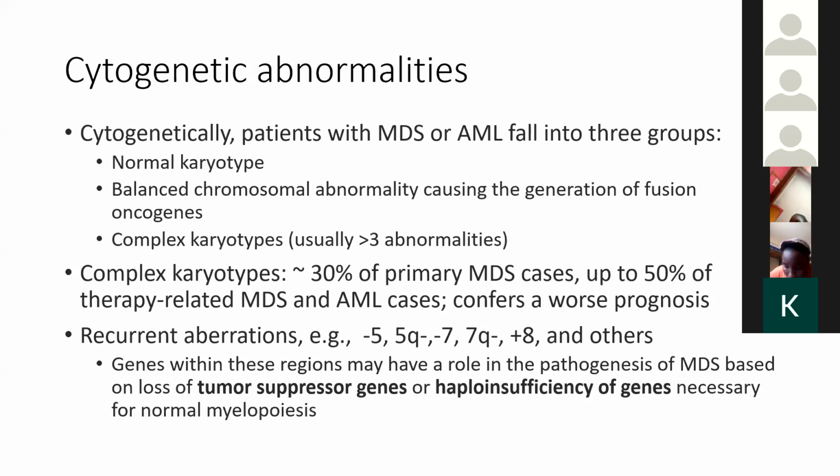Or there is haploinsufficiency of genes. That means that you have lost a gene and the gene that remains is insufficient to prevent cancer development. It's not sufficient for normal myelopoiesis to occur, all right? So that's a snapshot in the cytogenetic abnormalities.